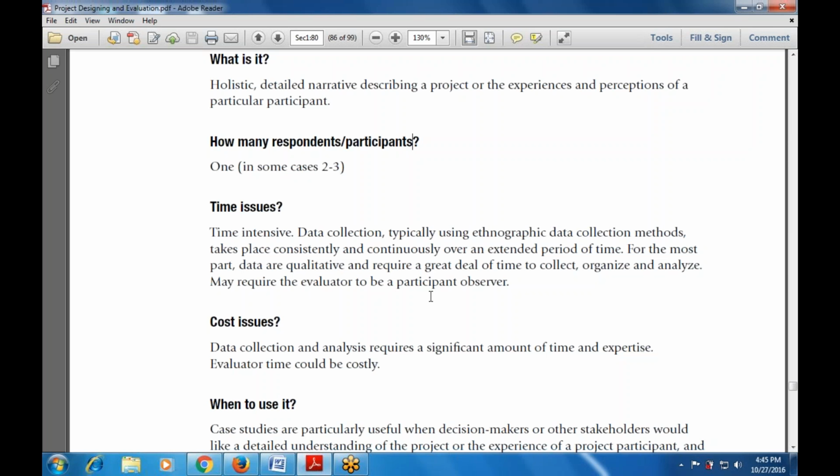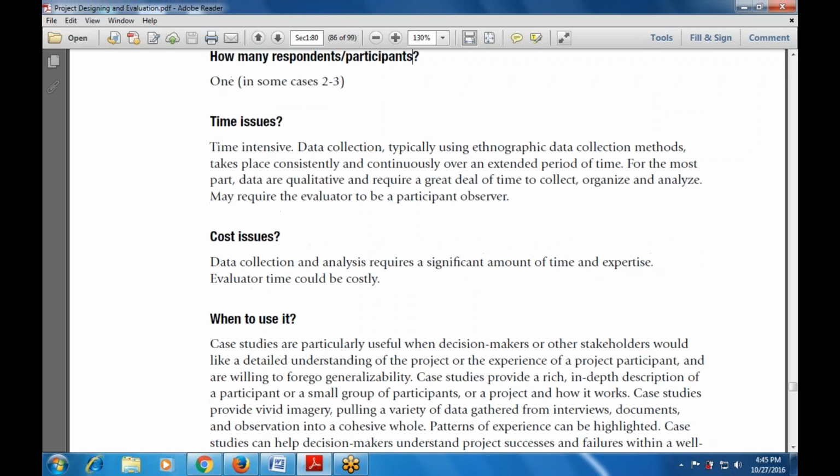Now, when to use it? What is the relevance of the case study? Case studies are particularly useful when the decision makers or stakeholders would like a detailed understanding of the project or the experience of a particular participant, and are willing to forgo generalizability. Case studies also provide a rich, in-depth description of a participant or a small group of participants, a project, and how it works.